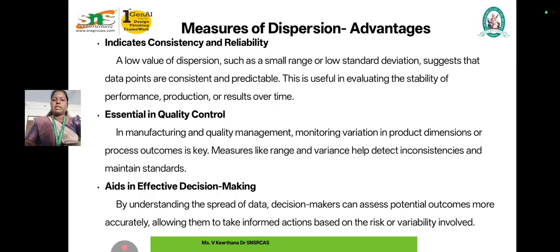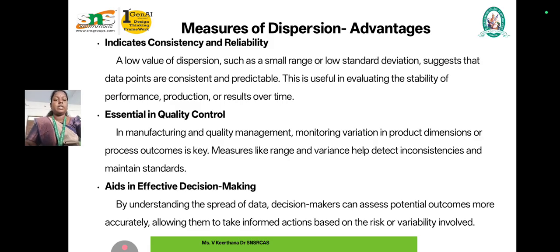Next is indicates consistency and reliability. A low value of dispersion, such as a small range or low standard deviation, suggests the data points are consistent and predictable. So this will be helpful to evaluate the stability of performance, production or result over time. Next is essential in quality control. In manufacturing and quality management, monitoring variation in product dimensions or process outcome is key. Measures like range and variance help detect inconsistencies and maintain standards.